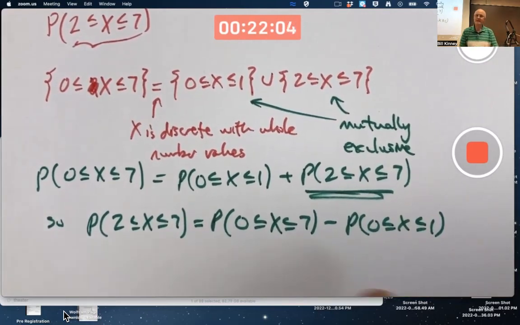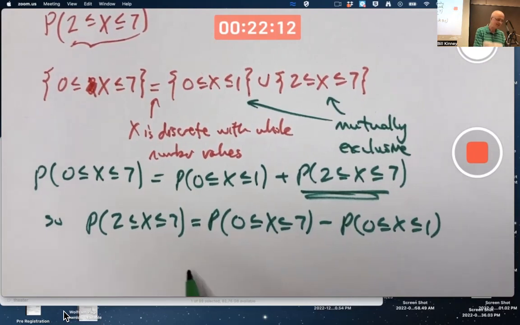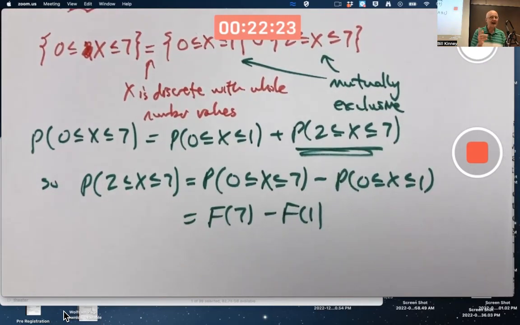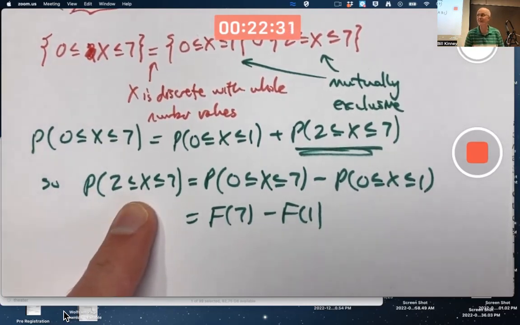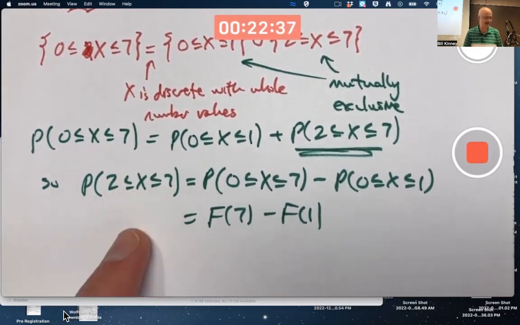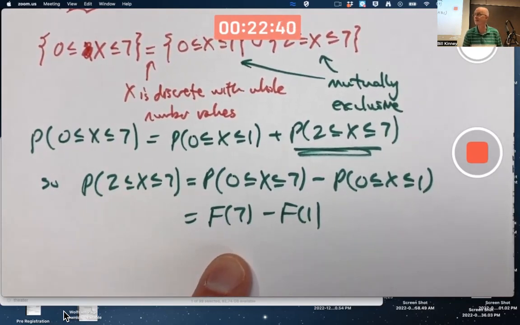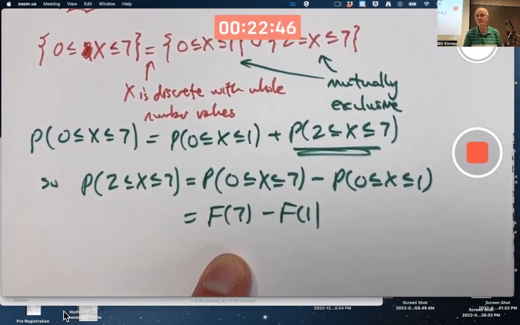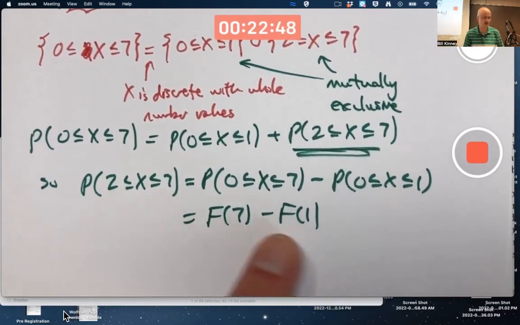But those probabilities, because x can't take on negative values, being binomial, it's got to start with 0, are CDF values. This is capital F of 7 minus capital F of 1. Not capital F of 7 minus capital F of 2, as would be the case if this were a continuous random variable and we'd be doing an integral and using the fundamental theorem of calculus. This is supposed to hint at the fundamental theorem of calculus for integrals without actually being the fundamental theorem of calculus. There's no integrals, and well, the 2 changes into a 1.